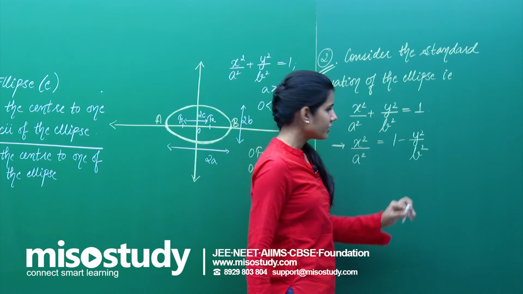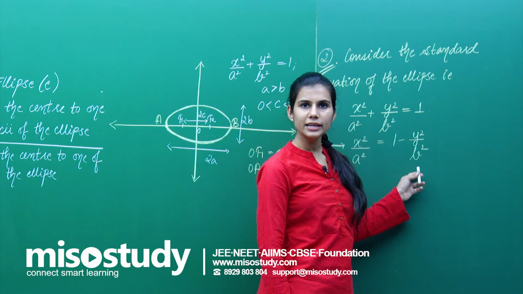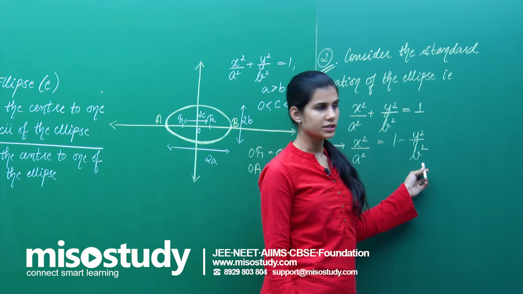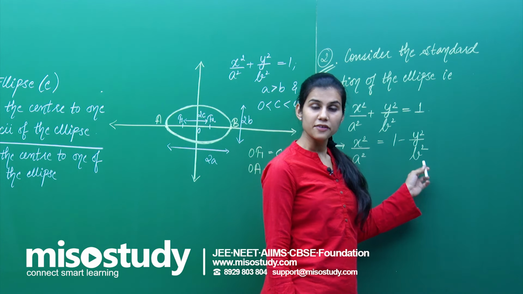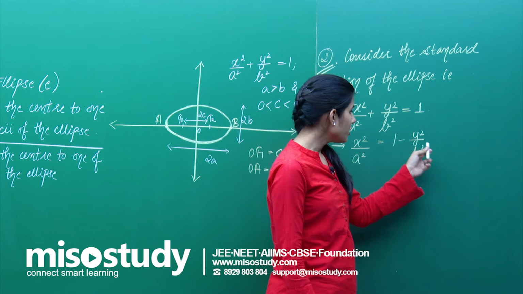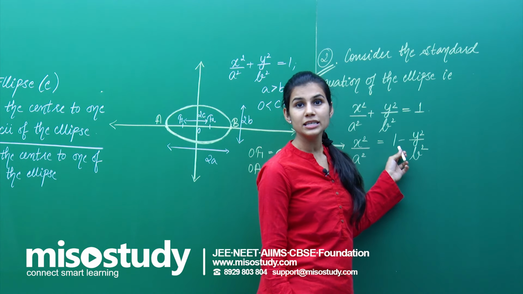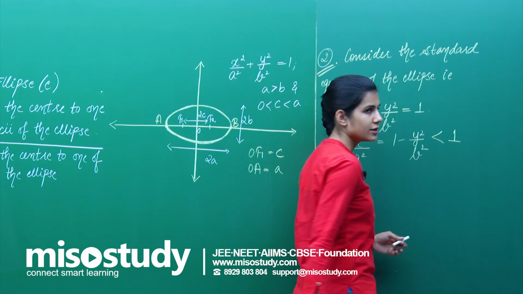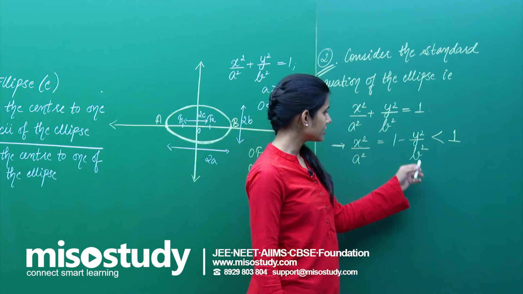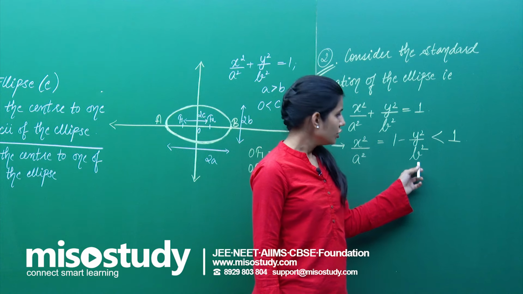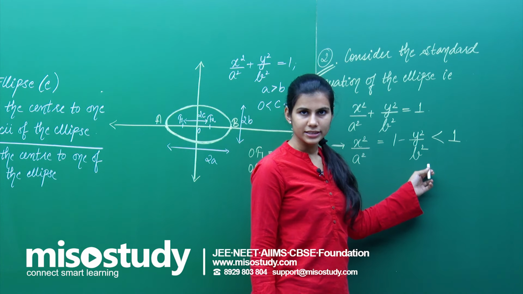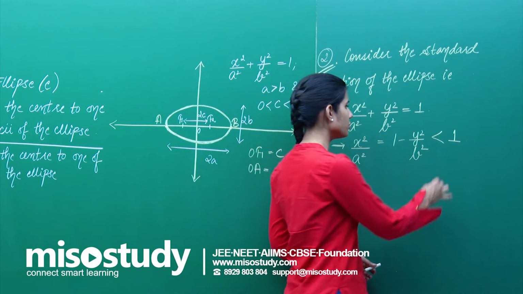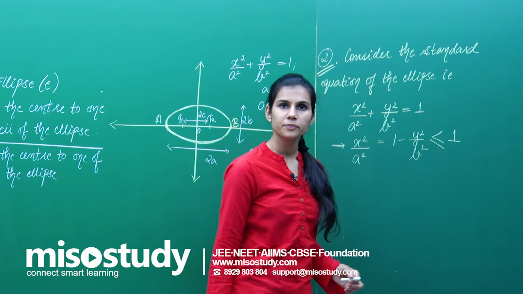Now, if you are removing y square by b square, see, y square is a non-negative quantity, b square is a positive quantity. So y square upon b square is definitely a non-negative quantity. When you are removing a non-negative quantity from the number 1, obviously the answer is going to be less than or equal to 1, because this can be 0 also.